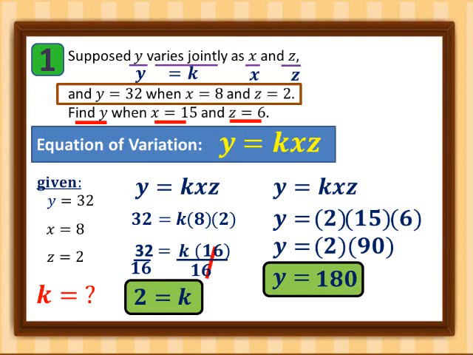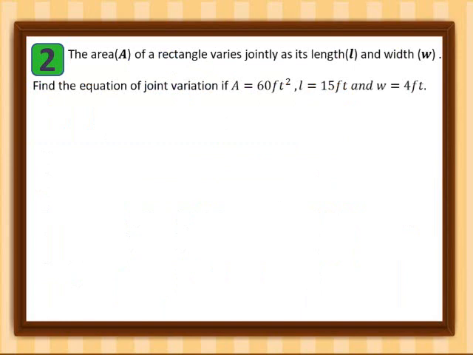So let's have the second example. The area of a rectangle varies jointly as its length and width. Find the equation of joint variation if A is equal to 60 feet squared, length is equal to 15 feet, and width is equal to 4 feet.